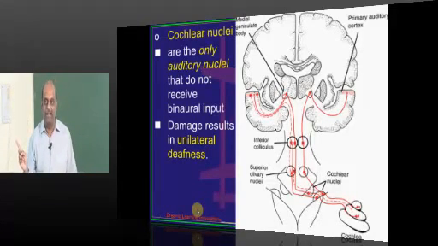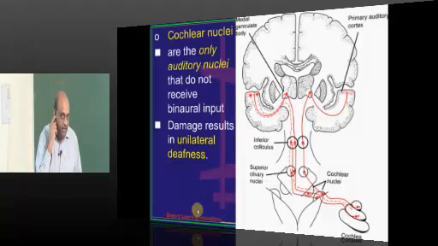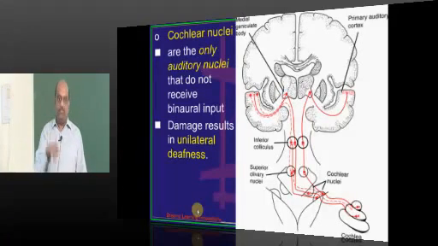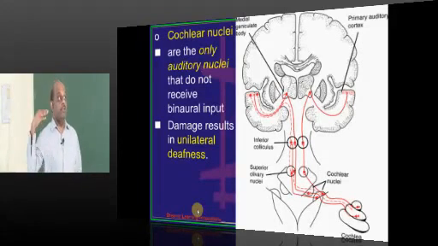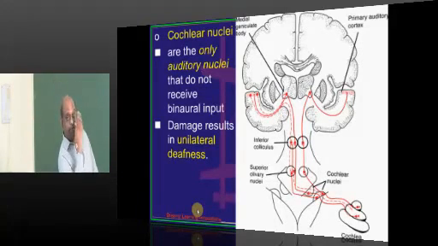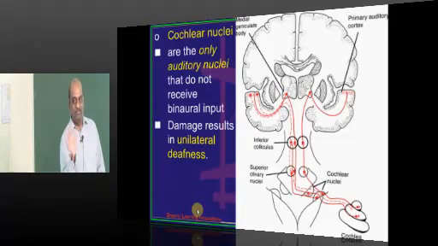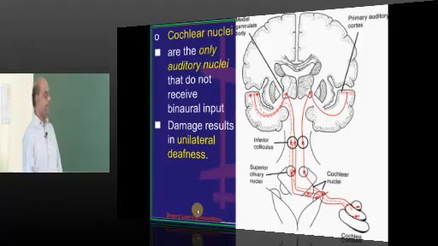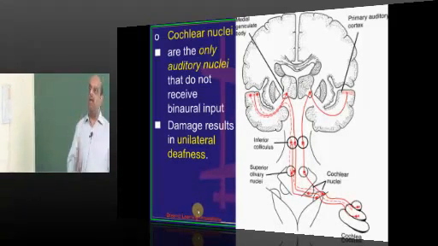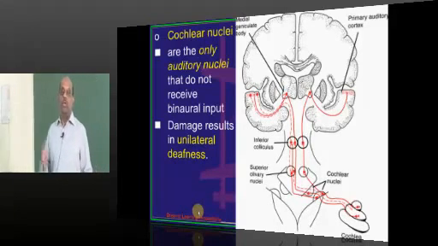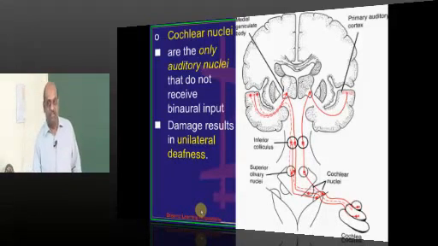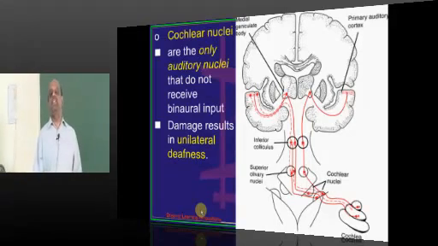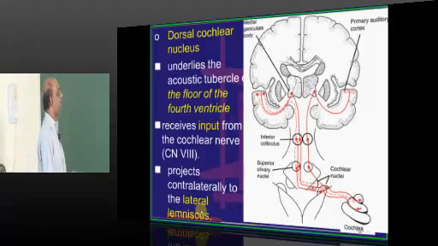Binaural input will be there, except for the cochlear nuclei, which receive only from that ear through the cochlear nerve. Right? The cochlear nerve is not decussating and sending fibers to the other cochlear nuclei also. No, it is not sending. Only to the ipsilateral cochlear nuclei it will be sending. Hence, any lesion involving the cochlear nuclei will lead to unilateral deafness. God doesn't want to make you deaf on both sides, both ears.